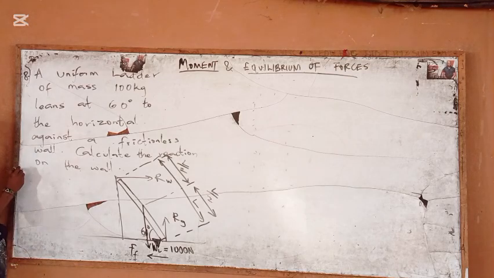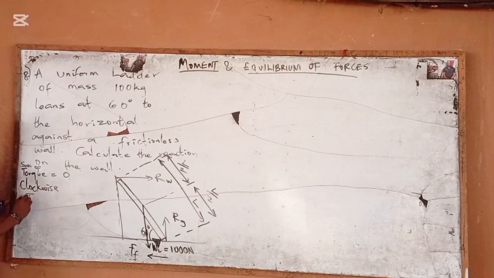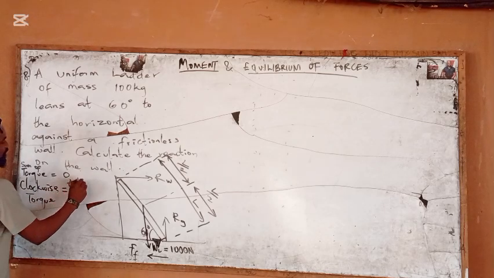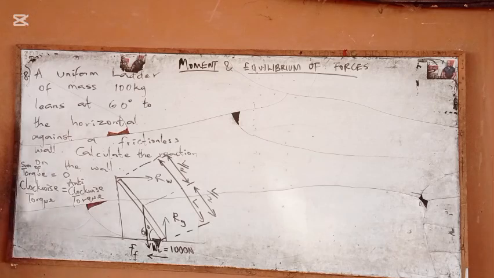So if we know that, let's use it. We'll do sum of torque equals 0. And if we check it, it simply means that clockwise torque will be equal to anti-clockwise torque. So please, before we put this down, let's check which one will be the clockwise torque here.